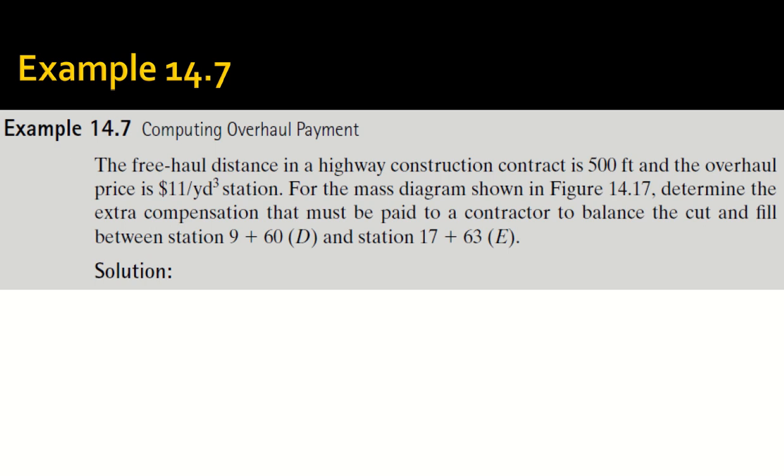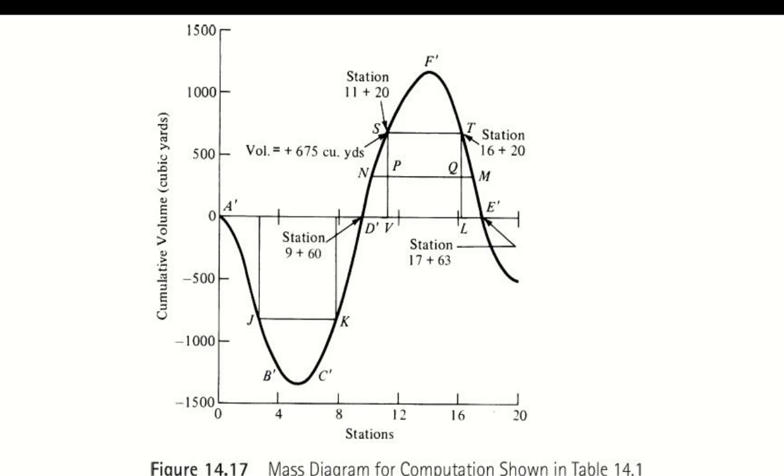Now this is my mass haul diagram. His free haul distance is 500 feet, 5 stations. I told you last time you cannot take it from the table. You cannot calculate this 500 feet, because it has to be on the curve. Both the points must be on the curve. They cannot be outside the curve. So only from the curve I can know where is the 500 feet which joins the curve.